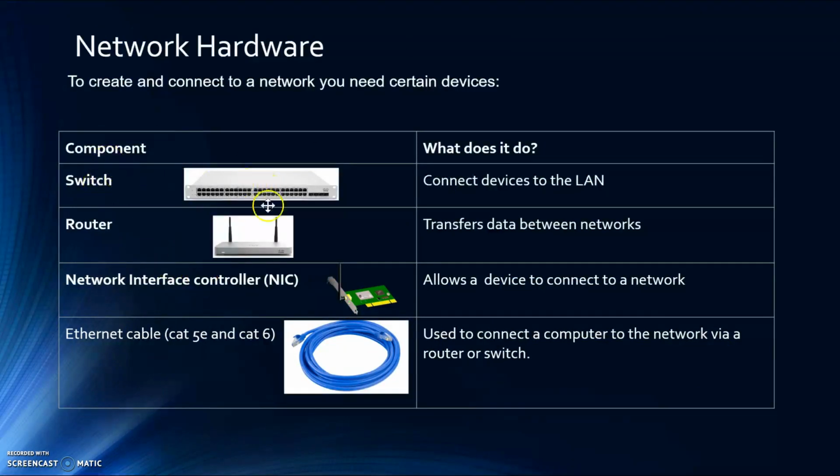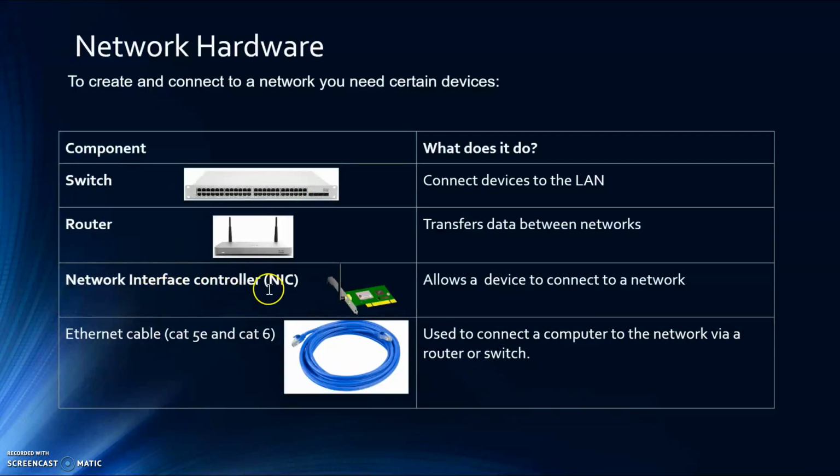So here's the switch. That's just like a global picture for Cisco, for example. So the switch connects devices to the LAN. So all the PCs in the room at school are connected to the switch, which then connects it to the network. The router, however, connects everything and transfers data between networks. So without this router, you can't go anywhere out of the school with your data. It's just that LAN.